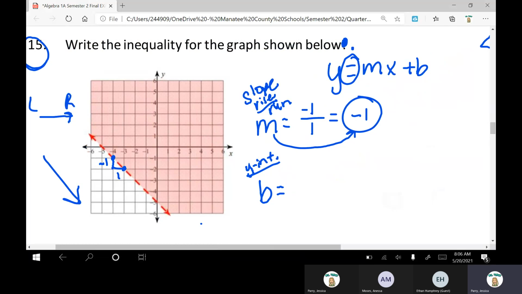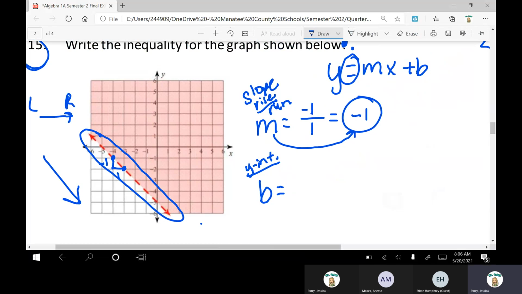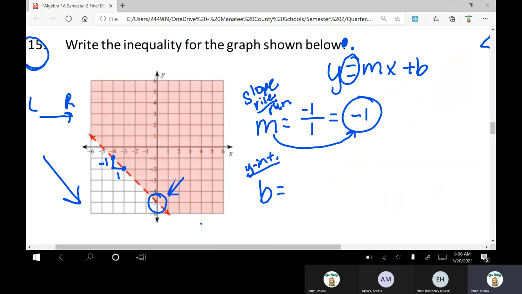And then b, that's our y-intercept. That's where our line, this red one here, is crossing on the y-axis, the line that goes up and down. We can see it's crossing at this point that I just circled here. And we need to see, well, what is that value? If the line is crossing here, it'd be a negative 1. If it's here, it's negative 2. So you just keep on going, negative 3, negative 4, and that is negative 5. So that's our y-intercept of negative 5.